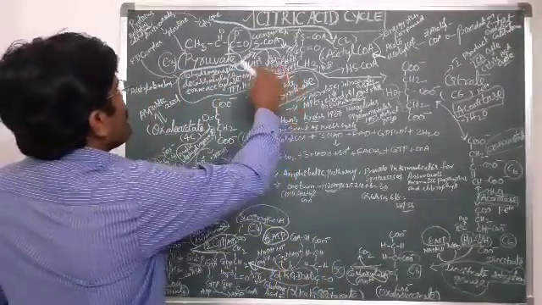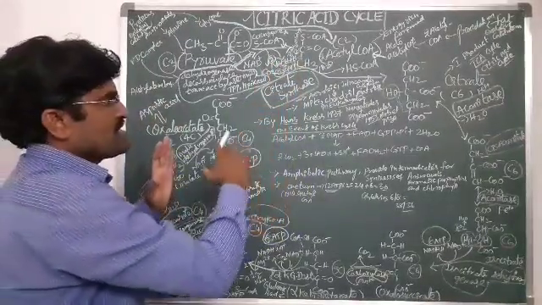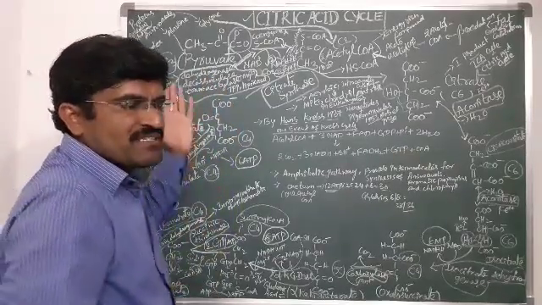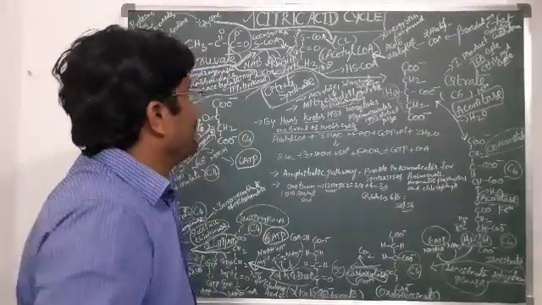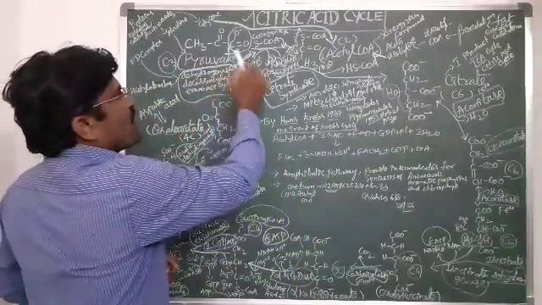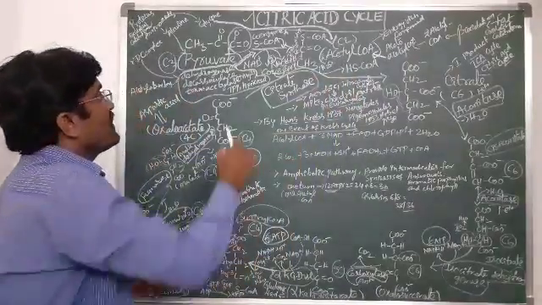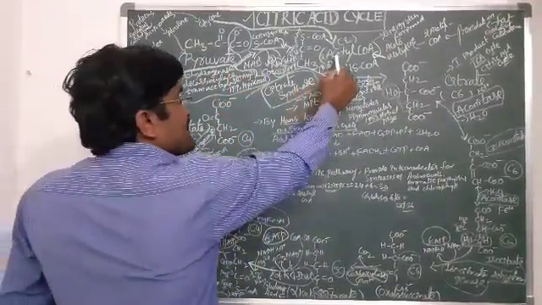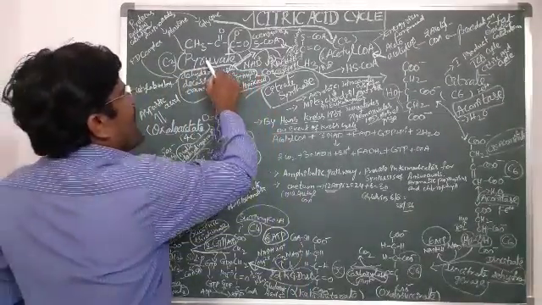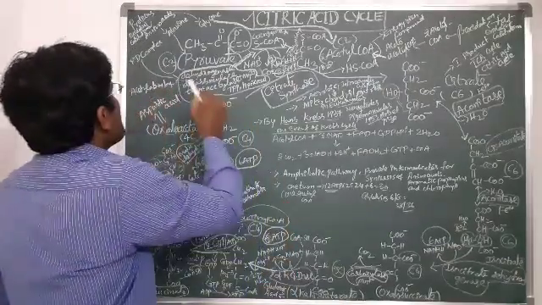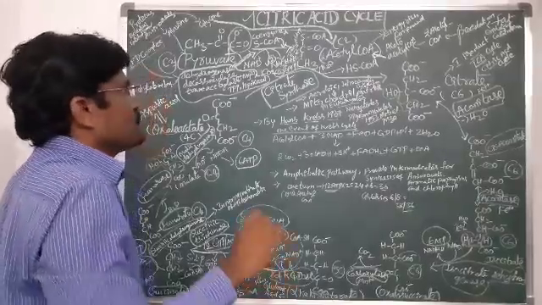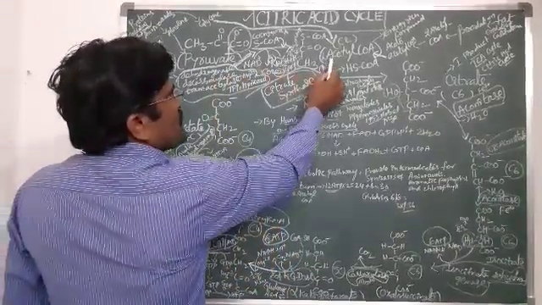First of all, we have to discuss it one by one in a stepwise manner. First we take pyruvate. Pyruvate is the end product of glycolysis, and after getting pyruvate from glycolysis, it is converted into acetyl CoA. This acetyl CoA will enter the matrix of the mitochondria. How is pyruvate converted into acetyl CoA? Here the pyruvate dehydrogenase complex is very important to convert pyruvate into acetyl CoA.